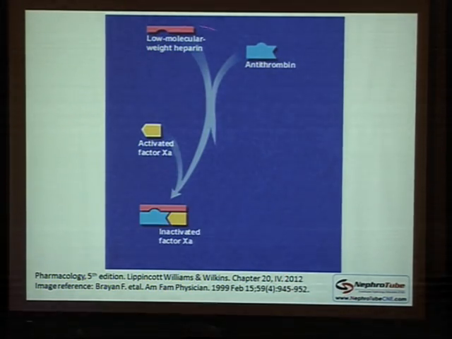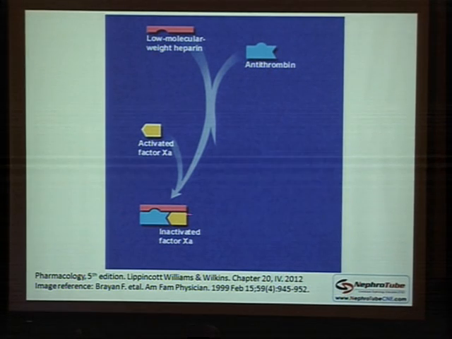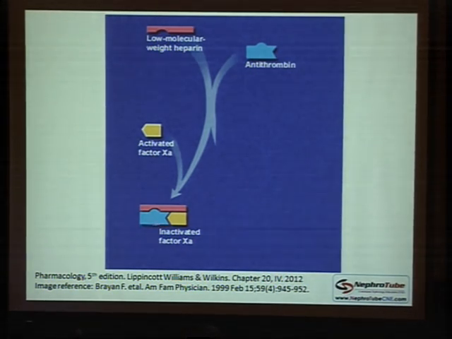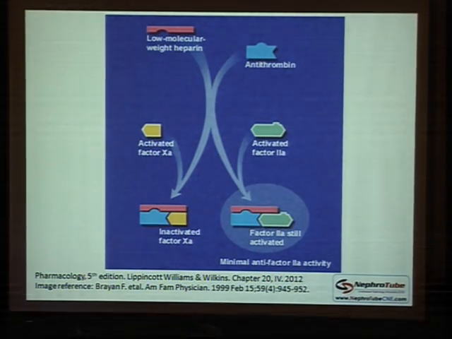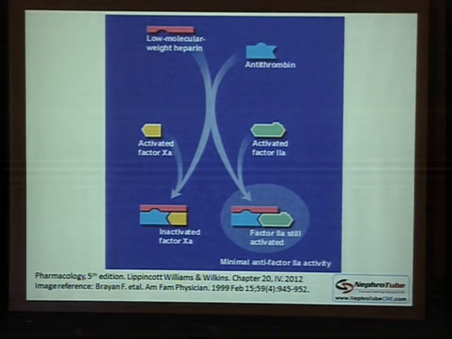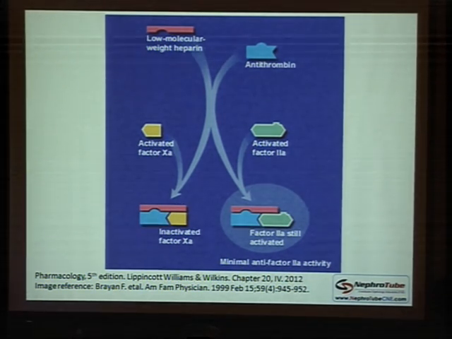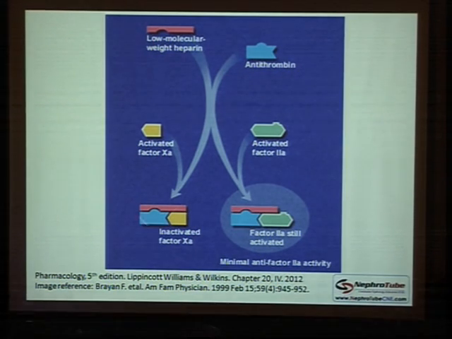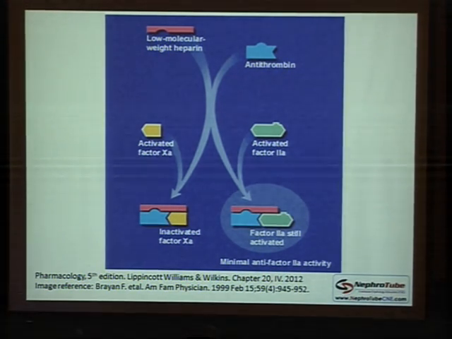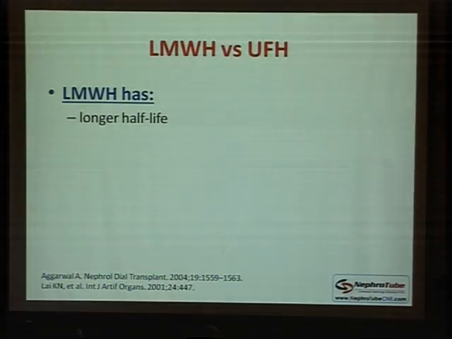So when it forms a complex with antithrombin, this complex is long enough to inactivate factor 10, but it is not long enough to inactivate thrombin, activated factor 2. So this is why it has a good anti-factor 10 activity, but a weak antithrombin activity.